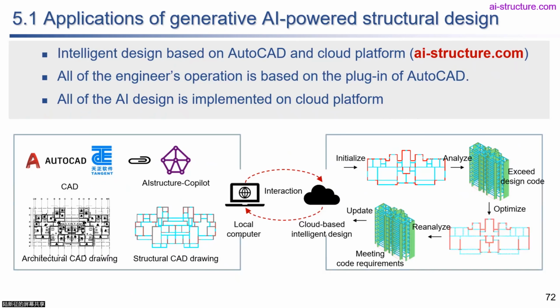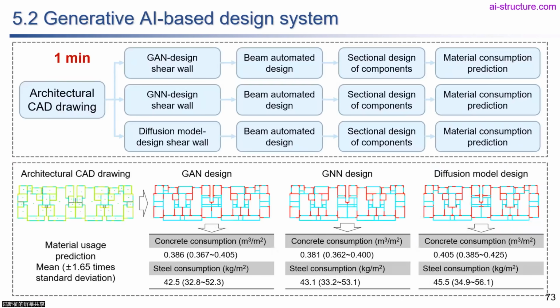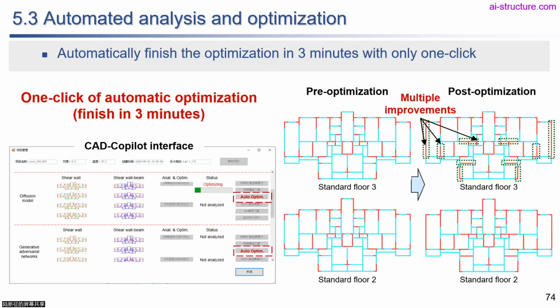He uses CAD to do the pre-processing and uploads the design requirements to our cloud, and the cloud finishes the AI design and sends the result back. It is free. You can directly download the software from this address. In just 1 minute, the AI will generate 3 or 4 different design schemes, with material usage, beam layout, and cross-sectional design. If you are not happy with the AI design result, you just do 1 click, and the AI will optimize the result in about 3 minutes and give the structure better performance.